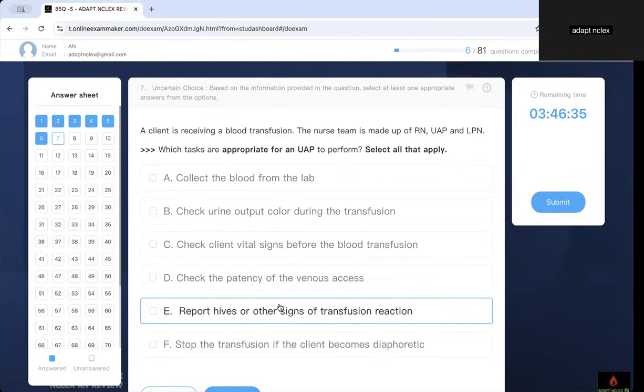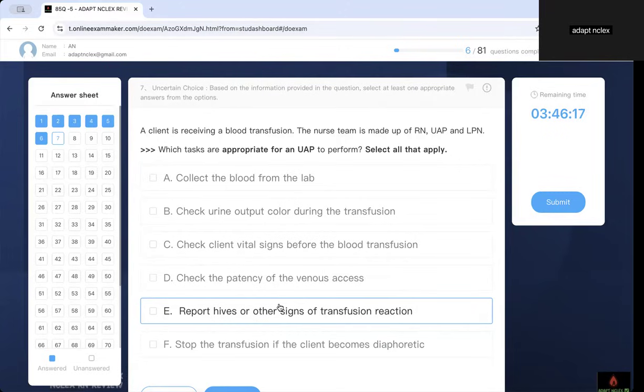Collect the blood from the lab. Can they do that? Put down your answer. Let me know. Check urine output color during the transfusion. Do you think they can do that? Check client vital signs before the blood transfusion. They can do that. Check the patency of the venous access.